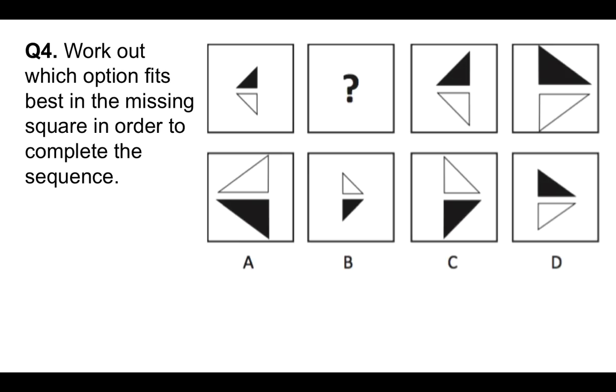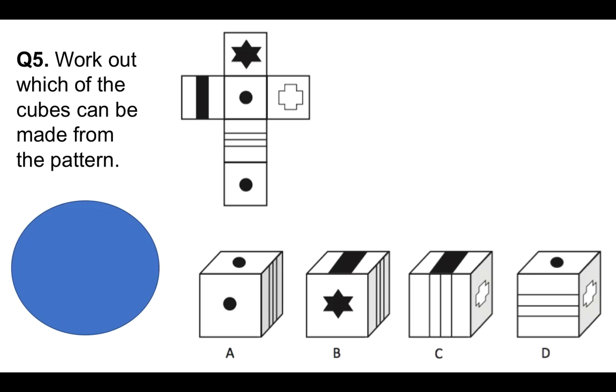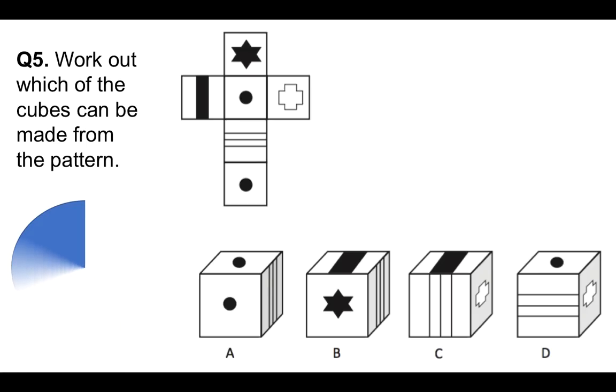Okay, fantastic. Question number 5. Work out which of the cubes from the bottom can be made from this pattern. So you're going to have to make this pattern in your mind and work out which one it is from A, B, C or D. You've got 15 seconds. Quite a tough one, this. I can see the answer straight away. And even though it looks quite complicated, once you work these out, practice them a lot, it will become a lot easier.